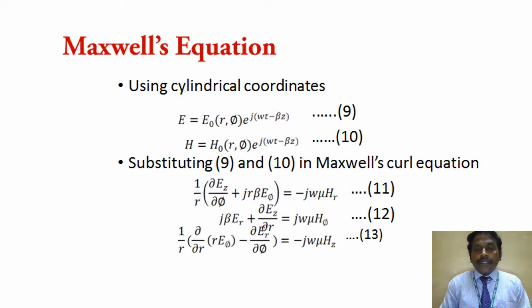Substituting these two equations, E and H, in our general Maxwell curl equation, we will get 1 by r of dou Ez by dou phi plus j beta E phi is equal to minus j omega mu Hr. Similarly, we can get the values of j omega mu H phi and minus j omega mu Hz. Equations 11, 12 and 13 relate the magnetic field intensity with respect to the radial component, the azimuth angle and the z direction. So all are in the magnetic field equation, and on the other side, you have the equation in terms of electric field intensity.